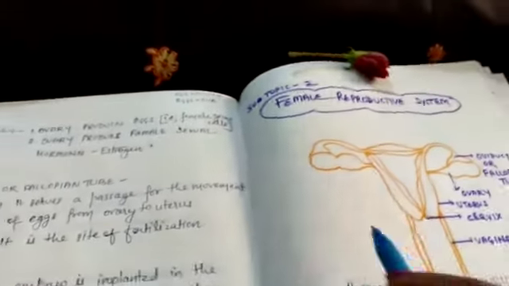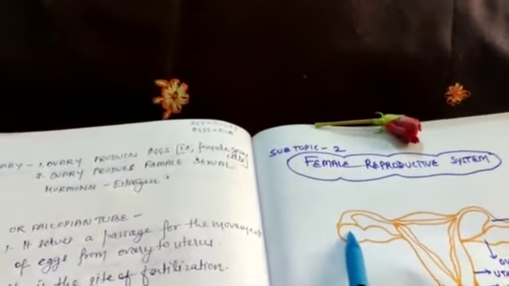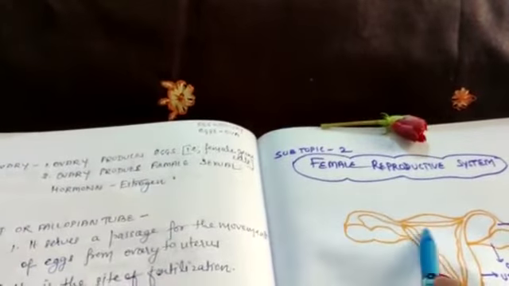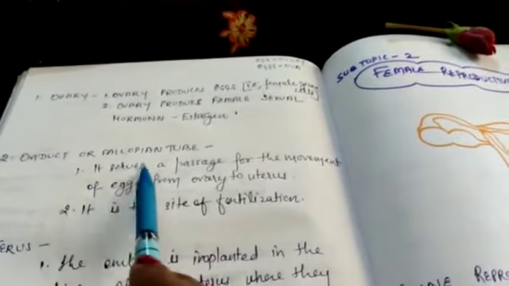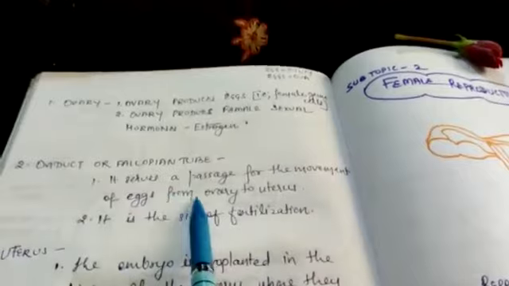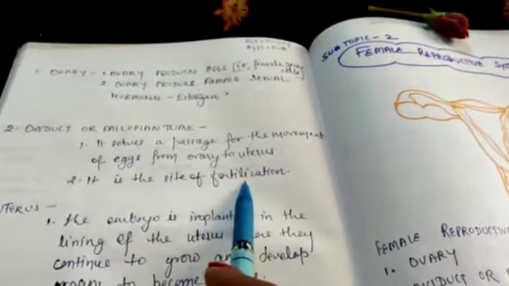Next is about the oviduct. The function of the oviduct is to pass the egg from the ovary to the uterus, right? So one of the functions of the oviduct is that it serves as a passage for the movement of the egg from the ovary to the uterus. Second, it is the site of fertilization, right?